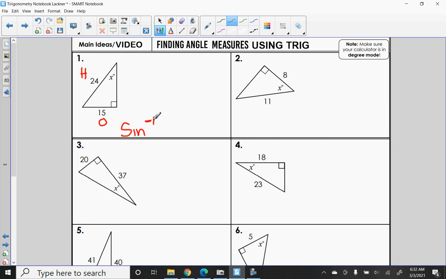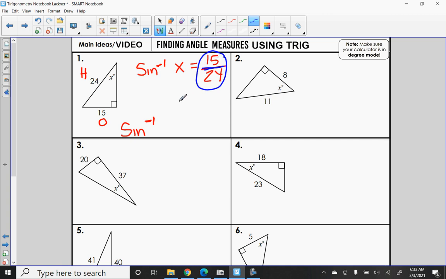All right, so here's how we do this. So sine inverse of this angle x is opposite over hypotenuse. And this is very easy to do. So if you're using your phone, here's your process. You're going to put this in your calculator and say 15 divided by 24. You're going to use this fraction bar as a division symbol. 15 divided by 24, and make sure your phone is sideways.